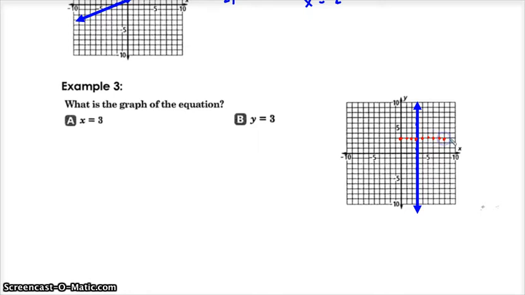What we'll see is that I create a horizontal line. So, if I have an equation of y equals a constant, it ends up being a horizontal line. So, we can summarize by saying x equals is a vertical line, and y equals is a horizontal line.